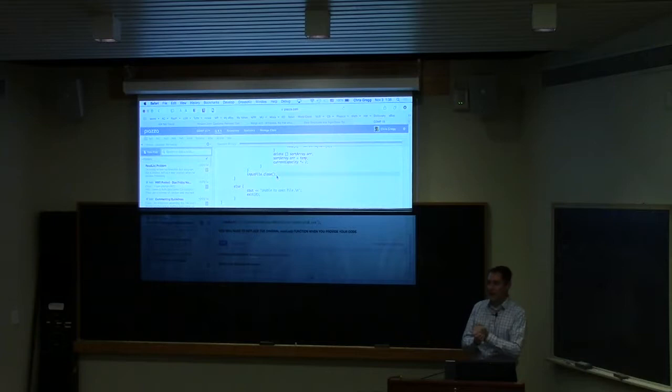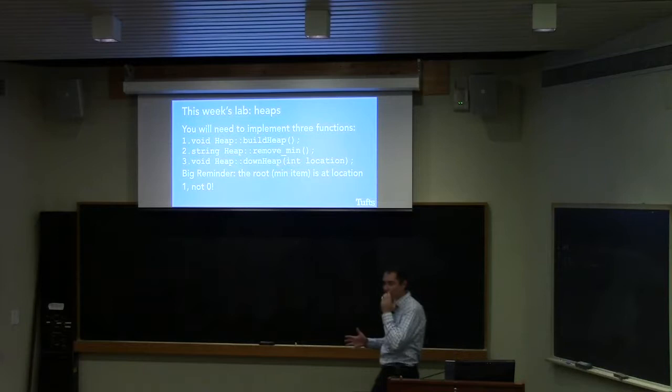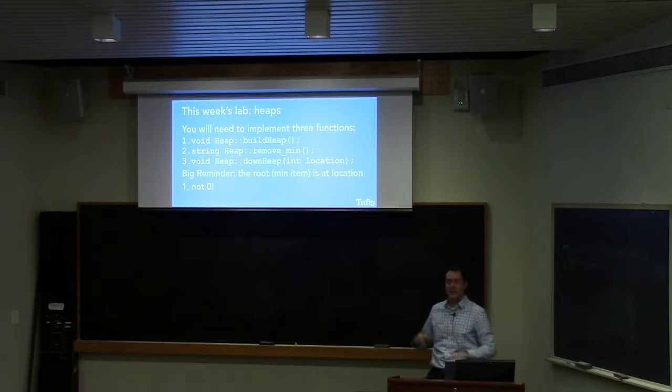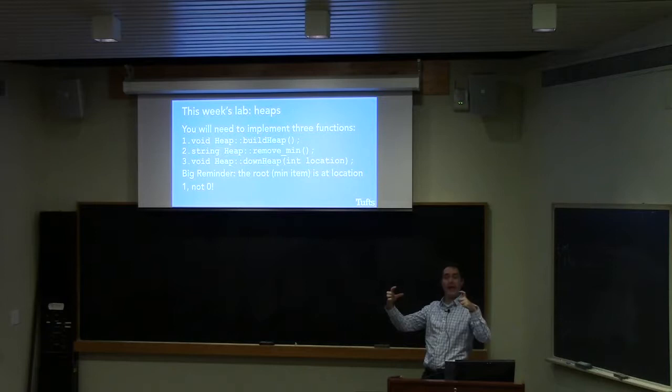OK. All right, so back to the heaps lab. This week's lab is on heaps. Basically, we do a heap sort, although we don't actually do it in place. So it's not quite the way you really do a heap sort, but it's more or less the same thing. You have to write 3 functions. You have to write the build heap, which takes an array of kind of random numbers and builds a heap out of that array. That does happen in place.